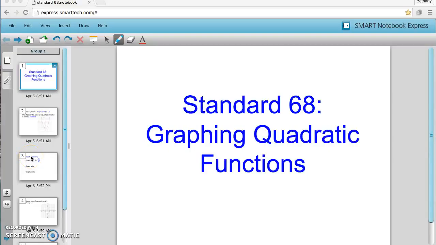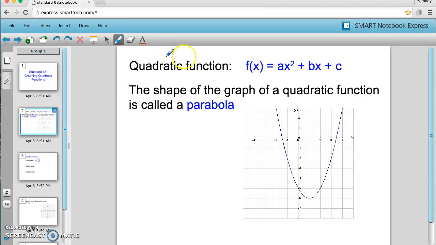All right, this is standard number 68, graphing quadratic functions. So first of all, for a quadratic function, we use the form f of x equals ax squared plus bx plus c. This is the same form we've been talking about when factoring quadratic expressions. This f of x is a function, but really this is the same thing as writing y.